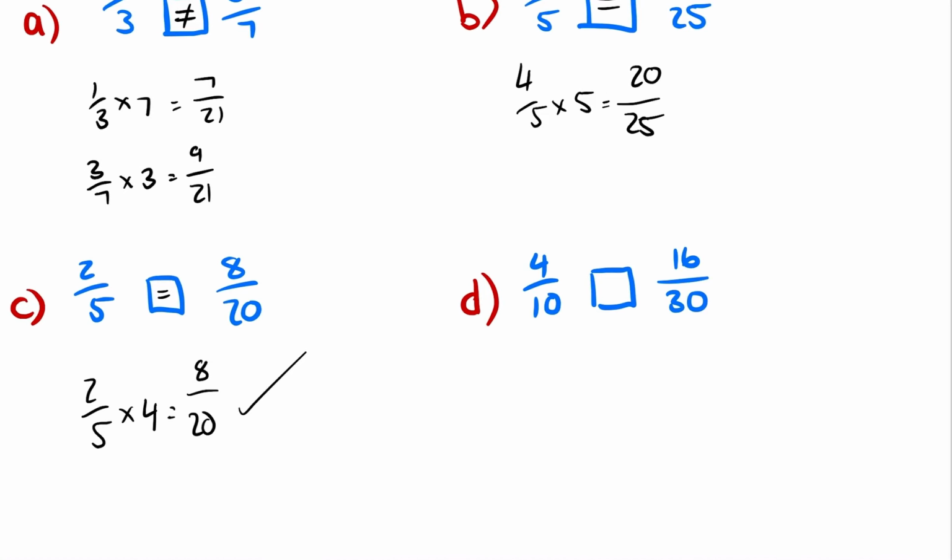Let's move on to our next one. We've got 4 over 10 and 16 over 30. To get from 4 to 16, I've got to go 4 times 4. So if I go 4 over 10 times 4, I'm going to get my 16 on top, but 10 times 4 is 40. The bottoms of the fractions don't match, and therefore this is not equivalent. So what you've got to look at is, what has the top been multiplied by and what has the bottom been multiplied by? And if it's the same thing, then you will have an equivalent fraction.